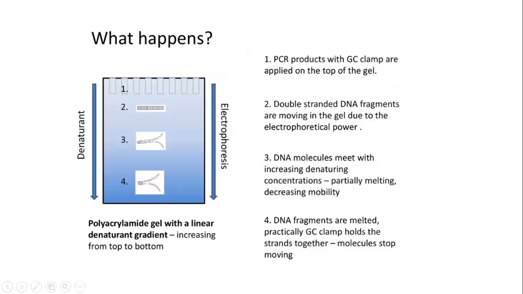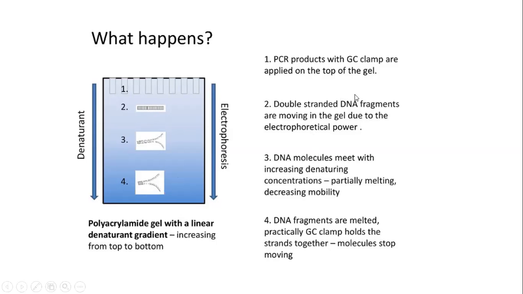So in this slide, I have described how this process goes on. The denaturant concentration is increasing towards the bottom, so the DNA or nucleic acid present at the bottom is more melted compared to the nucleic acid present at the upper region.